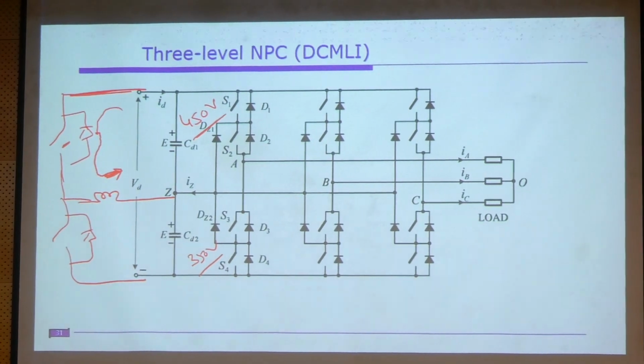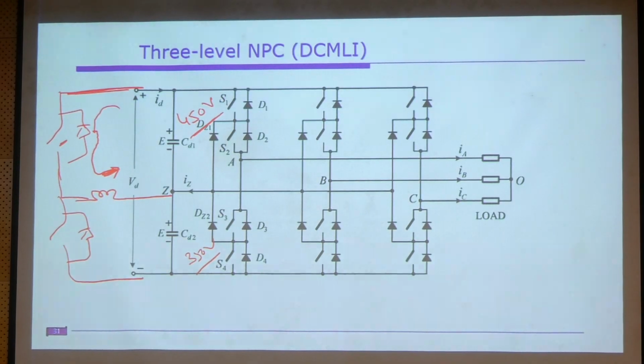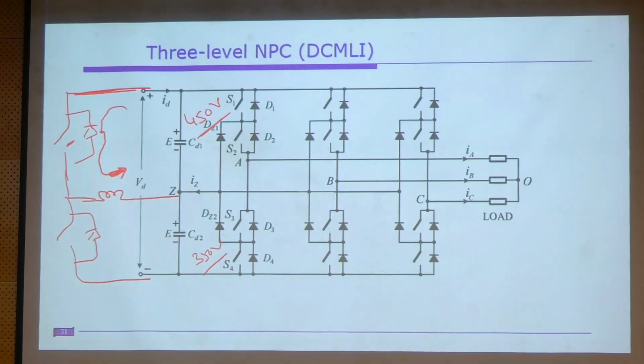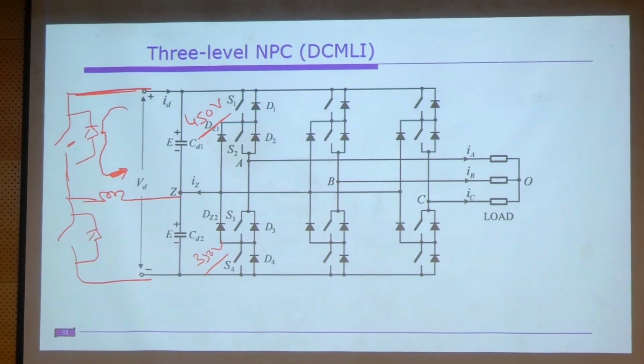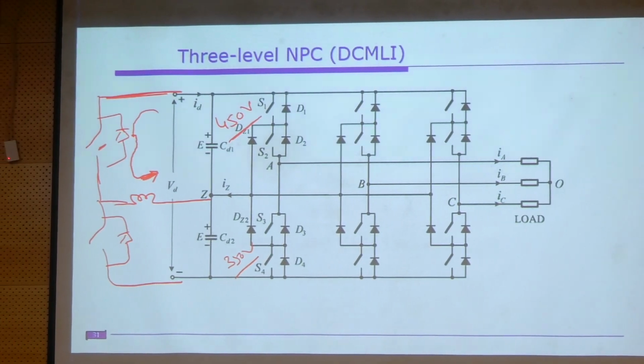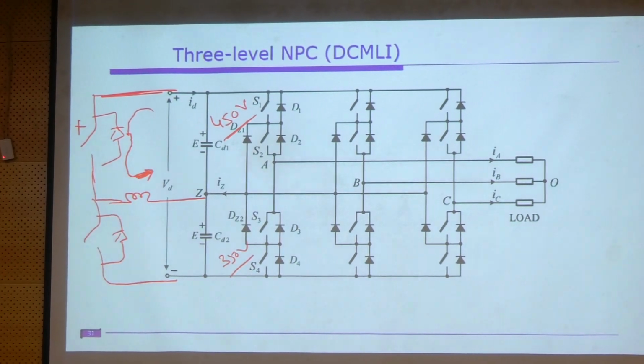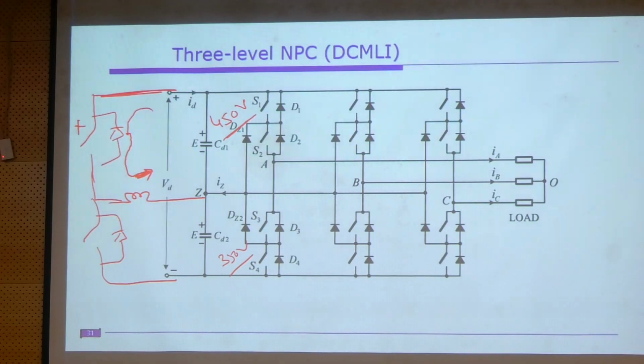Every instant we need to measure. We need to sense both capacitor voltages. So whatever the excess energy in the capacitors, we transfer to the inductor. And now what we will do is turn off the upper switch, and we will turn on the bottom switch.